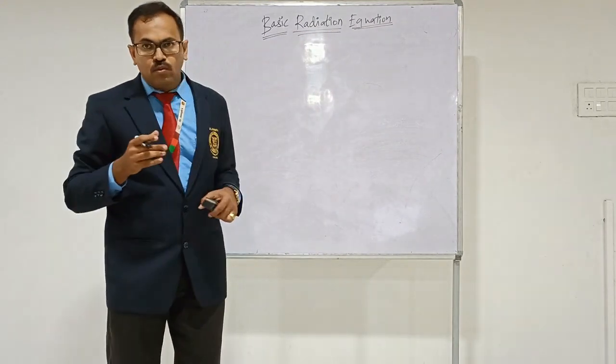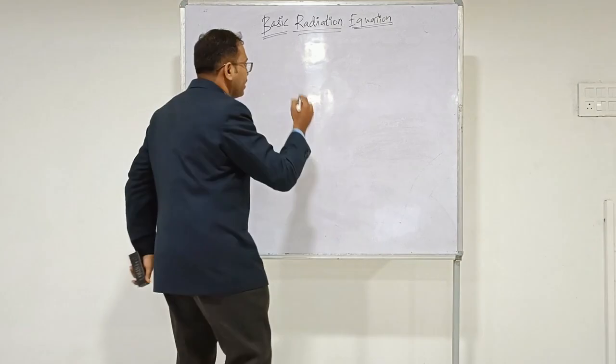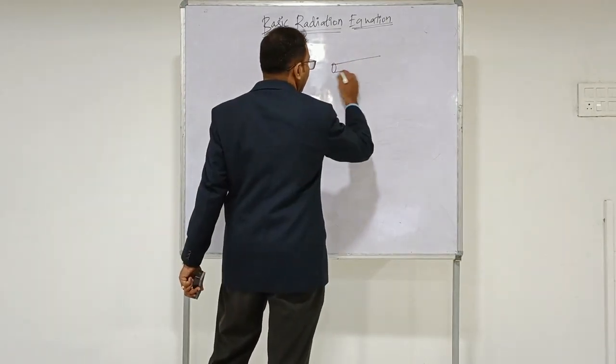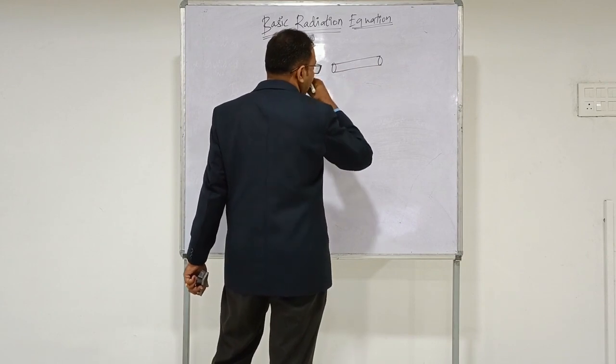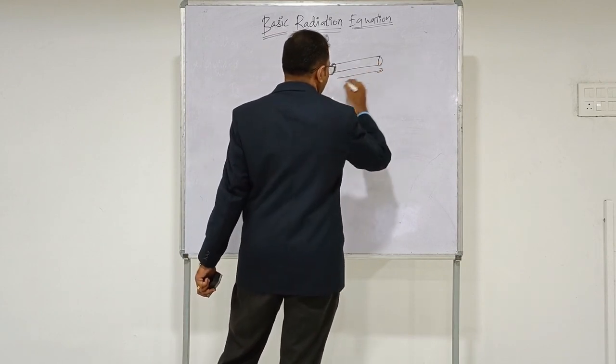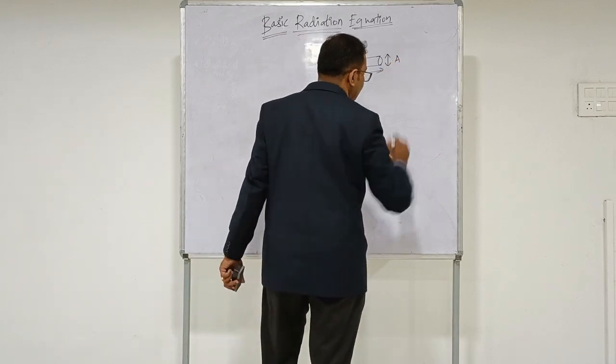So what is the idea behind the basic radiation equation? See here, let me consider a current carrying conductor whose length is L, and let the area of cross section be simply A.